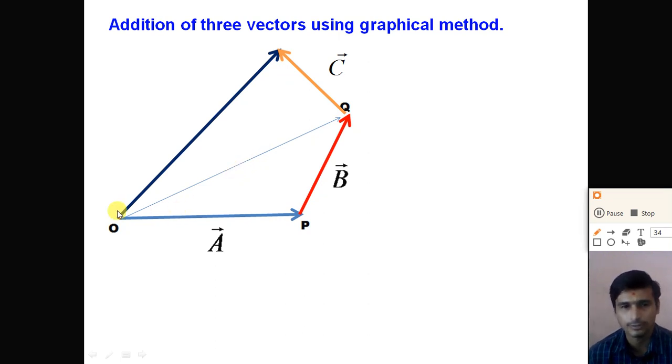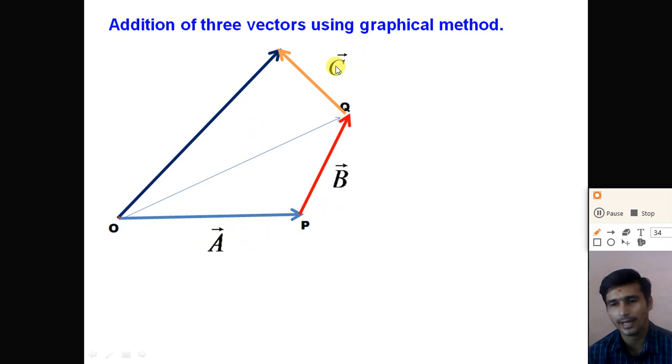So first of all, draw a vector A. On the head of the vector A, draw a vector B. On the head of the vector B, draw a vector C. Now, by joining the tail of the first vector and the head of the last vector, we get the resultant vector of all these vectors, A, B and C, right?